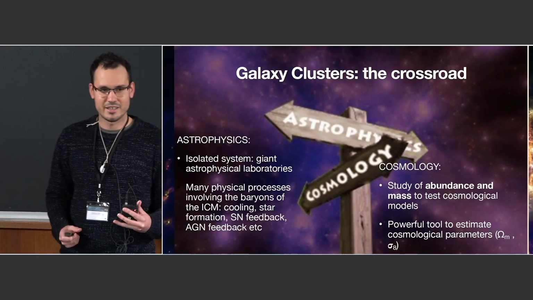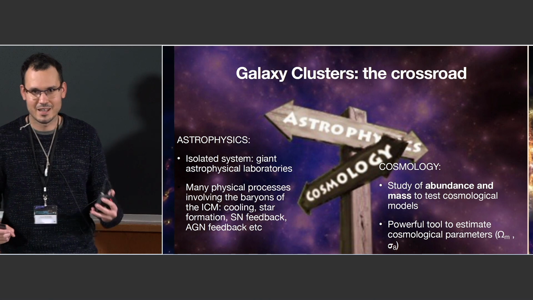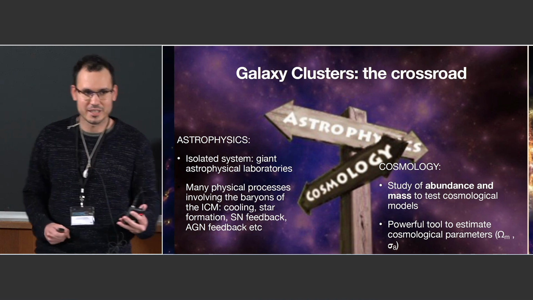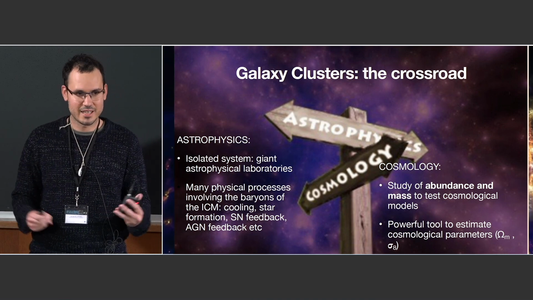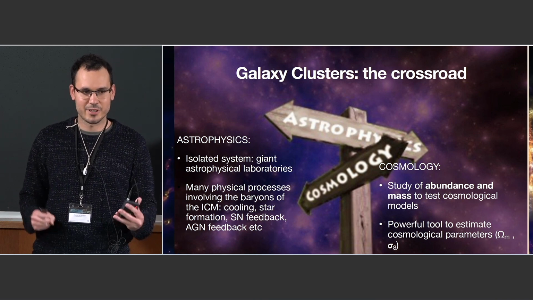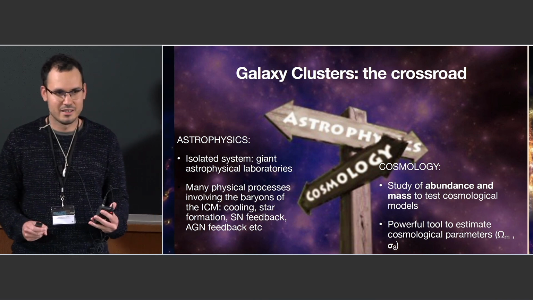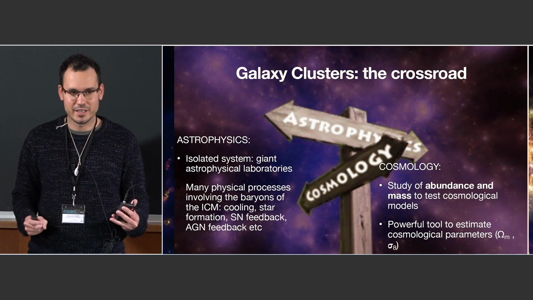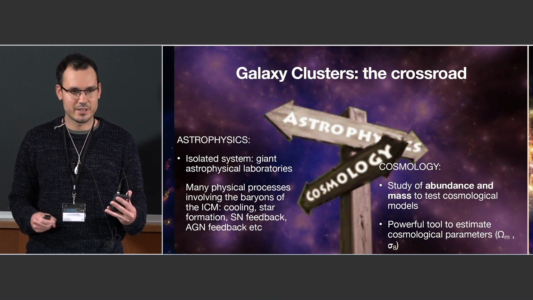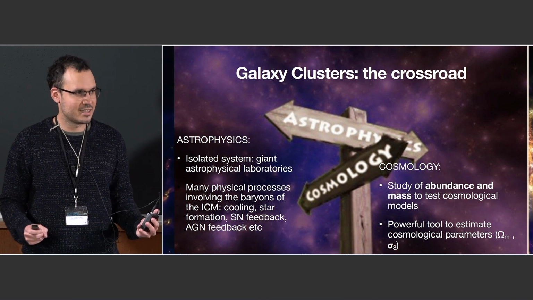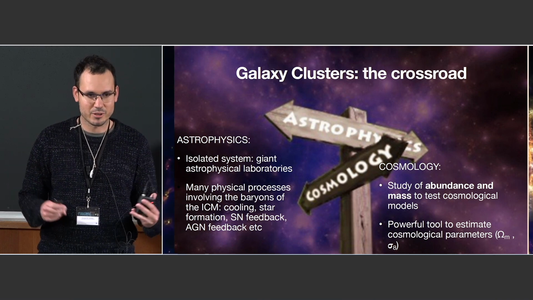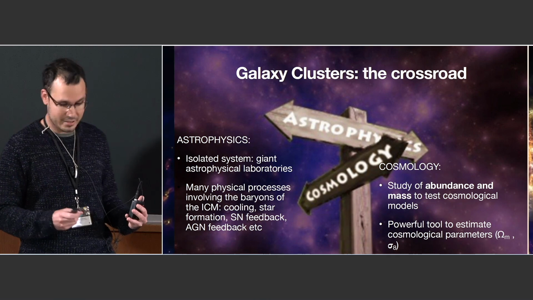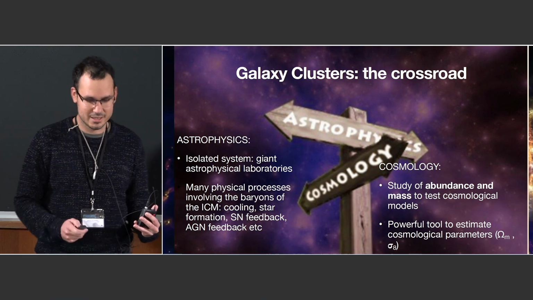Why galaxy clusters? They are very interesting objects. They are the crossroad between astrophysics and cosmology. They are giant laboratories in which there are different physical processes involved, like cooling, star formation, supernova feedback, AGN feedback. But they are also very important in cosmology because of their masses. They are the most massive objects in the universe. So to infer and calibrate their masses is of great importance. If you know the masses of galaxy clusters as a function of redshift, you can actually infer cosmological parameters. So they are very important.